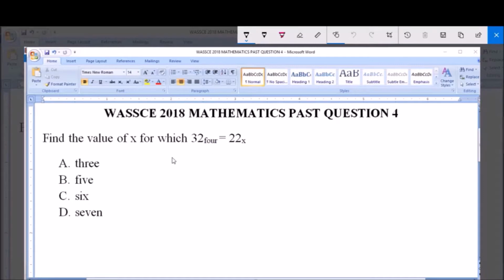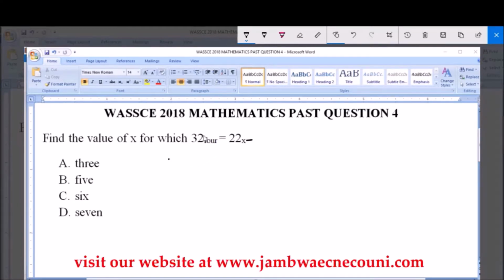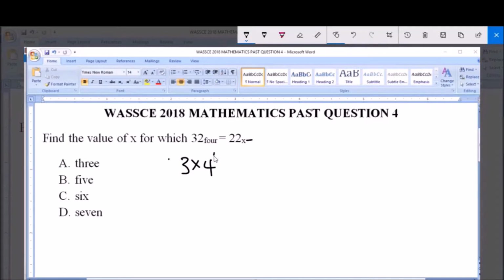Now for us to find the value of x, we have to convert each of these to base 10. In doing so, we'll be able to evaluate the value of x. Since the base of 32 is known, which is 4, we simply say 3 times 4 raised to the power of 1. Remember, your power starts from 0, then 1.